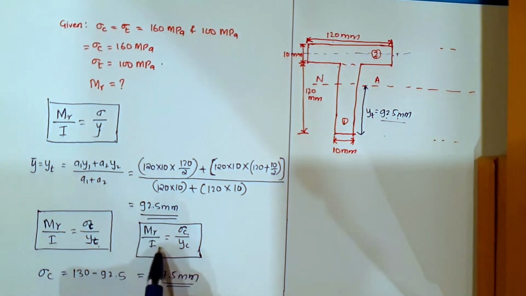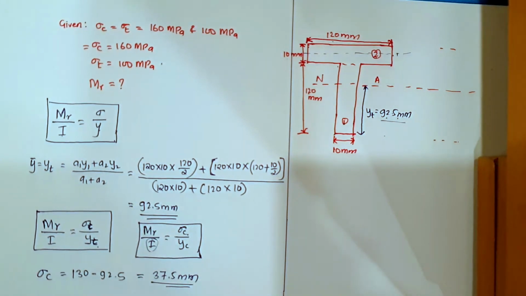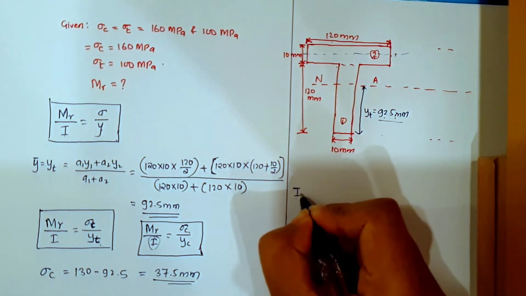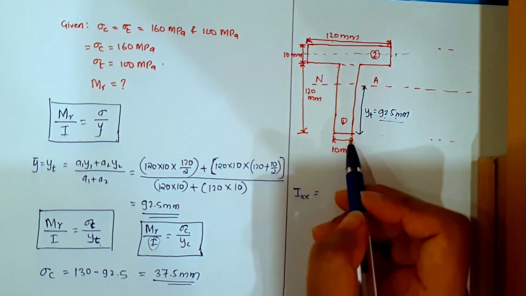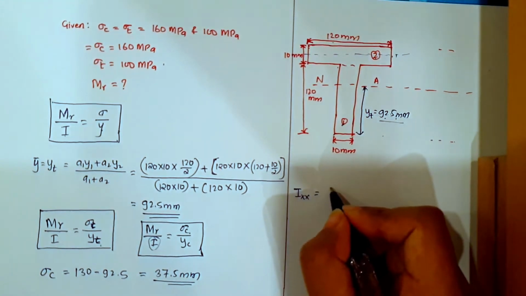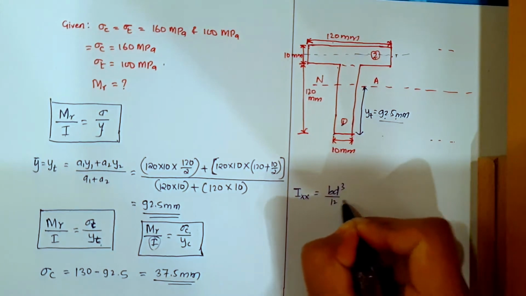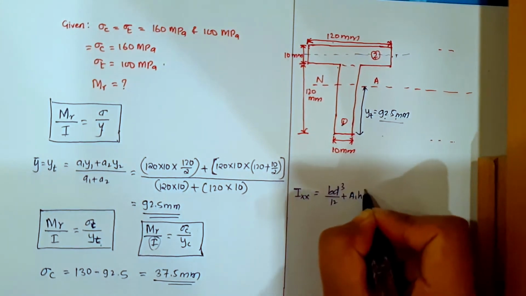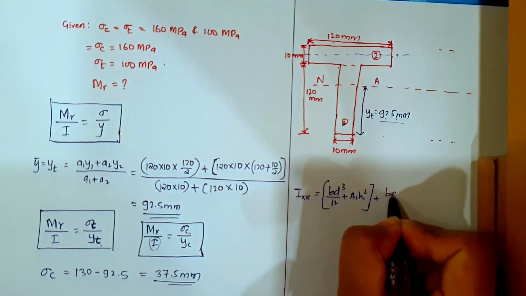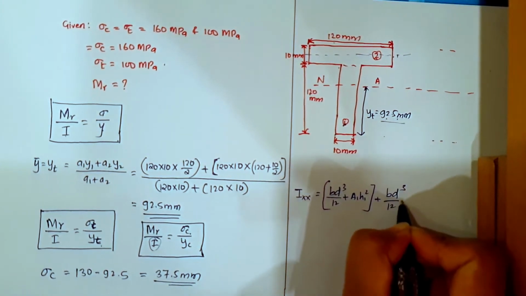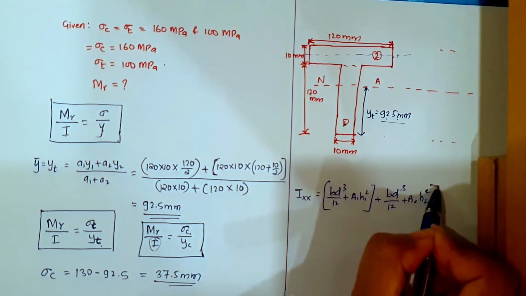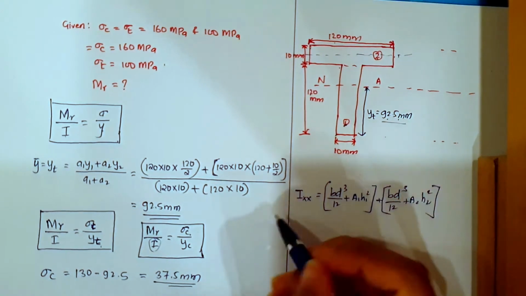And now we have to find I. How will we find I? To find I, we need to use the parallel axis theorem. So the parallel axis theorem for section 1 will be equal to BD cubed by 12 plus A1 H1 square. For section 2 it will be BD cubed by 12 plus A2 H2 square. This will be for section 2.